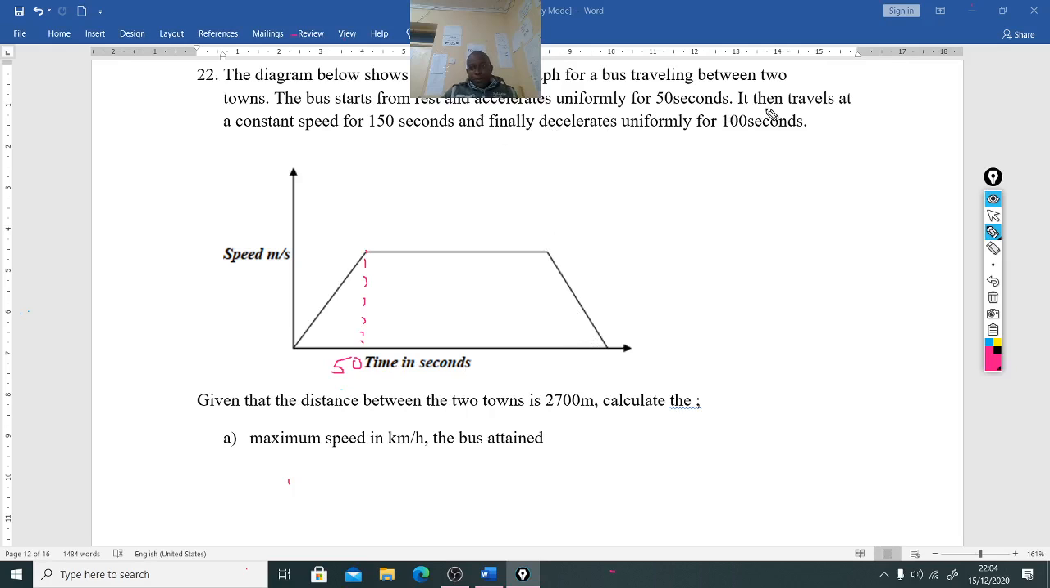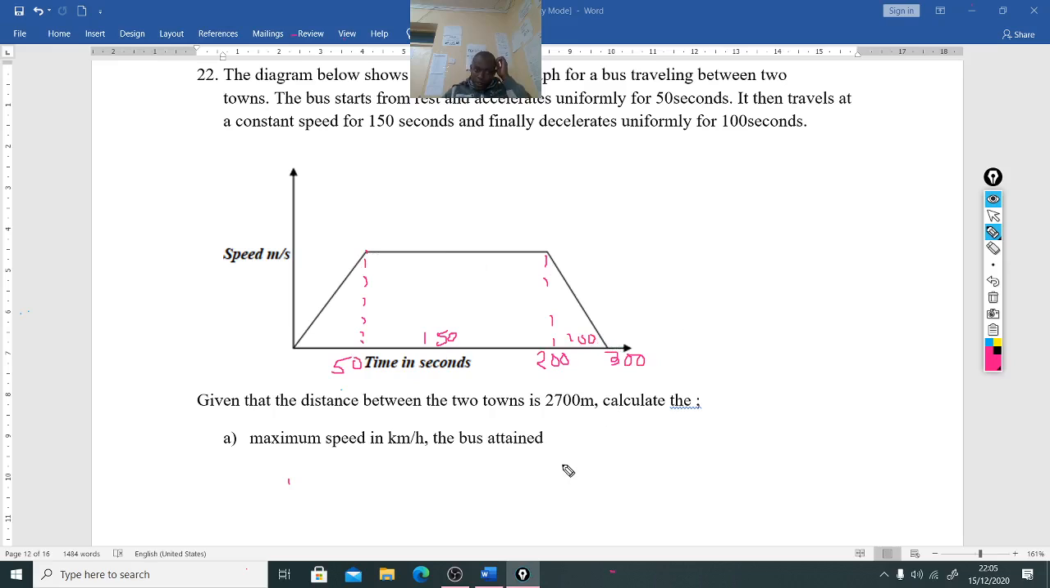And then it travels at a constant speed for 150 seconds. So from here to here is 150 plus 50, so that means at this point is 200 seconds. Then finally it decelerates uniformly for 100 seconds. Now this is 100 seconds, so it comes to 300 here. So it took 300 seconds to cover the whole journey. This is the deceleration.